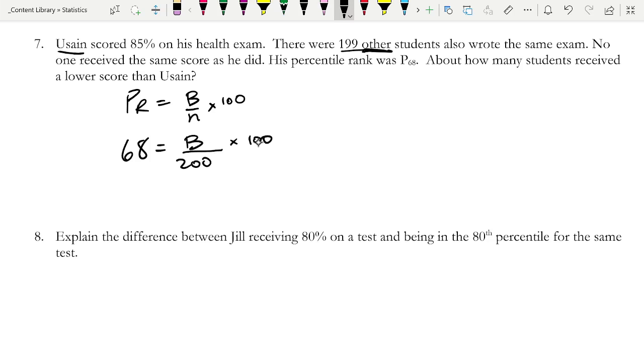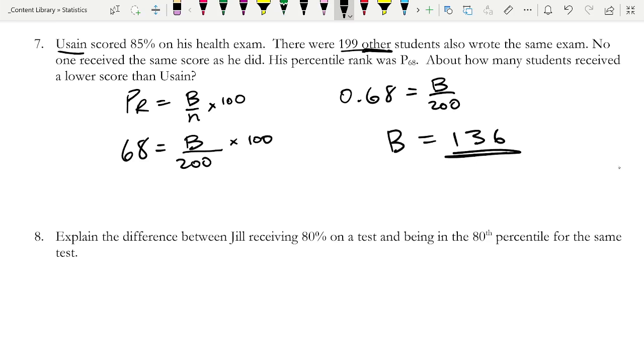What's the opposite of timesing by 100? So I'm going to divide both sides of the equation by 100. On this side it cancels, and on that side I now have this. Now my b is just being divided by 200. What's the opposite of dividing by 200? Multiply by 200, and 200 times 0.68 is 136. Guarantee you a couple of places on this test where you'll have to do some basic algebra. Might be one like this, might be one where there's a missing test score like you saw in the assignments.